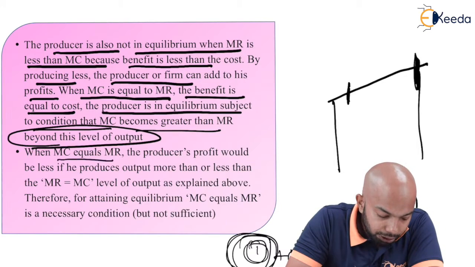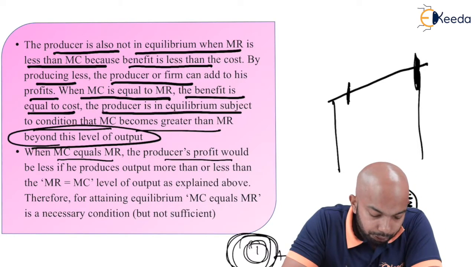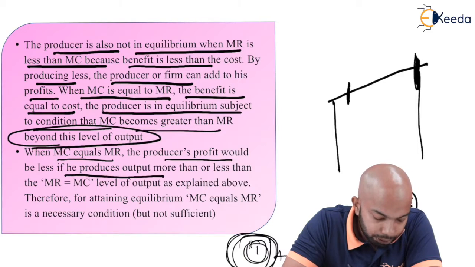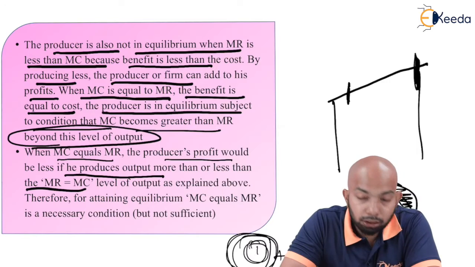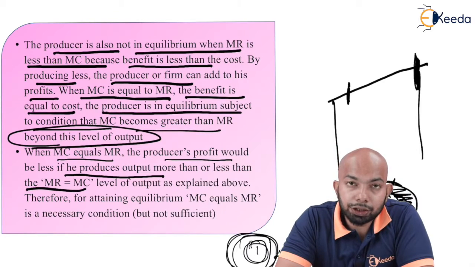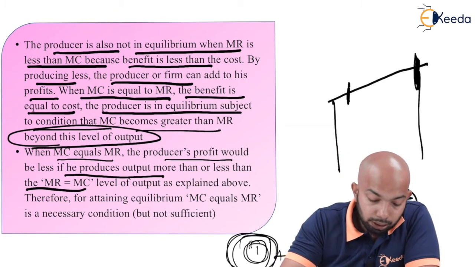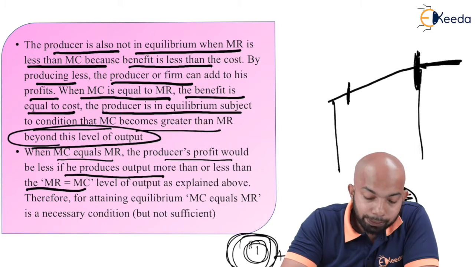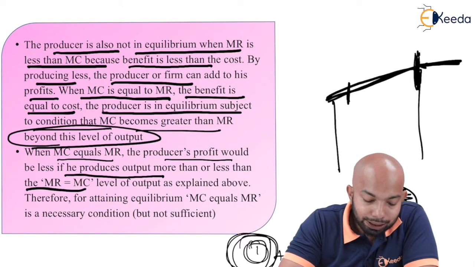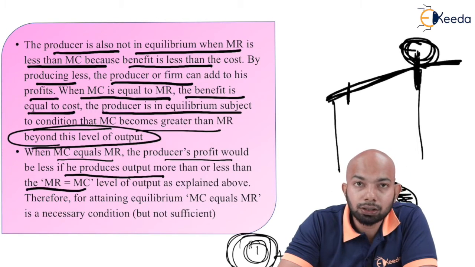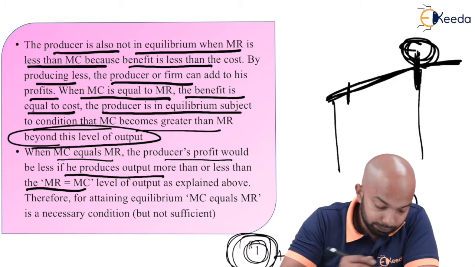Now, when marginal cost equals marginal revenue, the producer's profit would be less if he produces more or less output than this level. That means if he produces more than this, he will be at a loss. If he produces less than this, he will still be at a loss. So he has to produce only these many units, nothing more, nothing less.